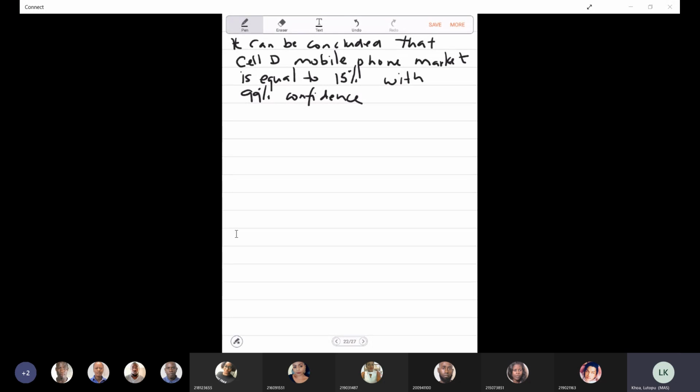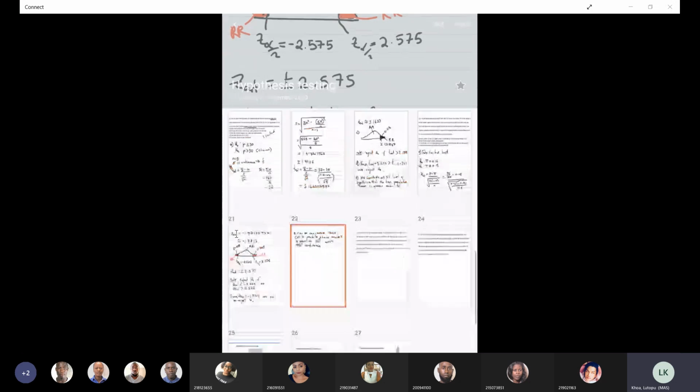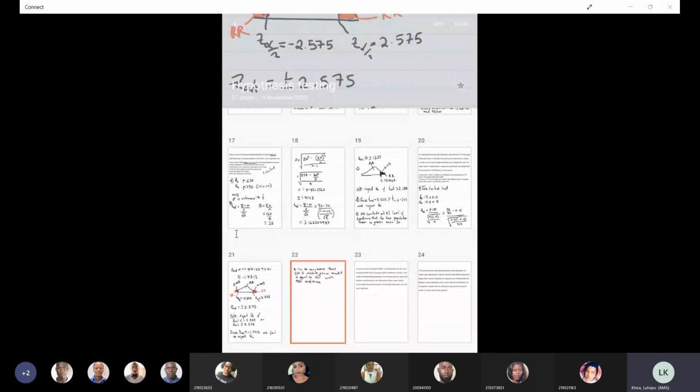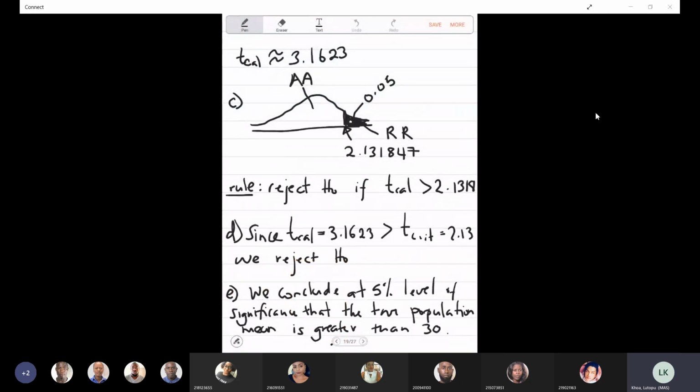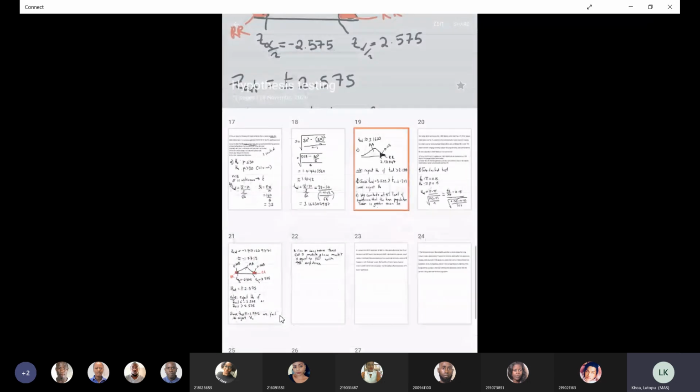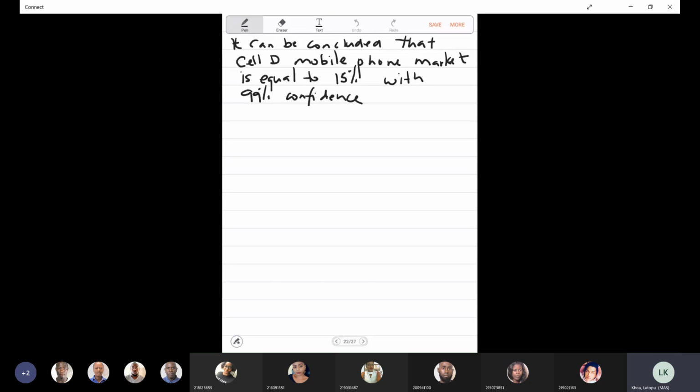So you can use, I think we did in some of the previous questions, I'm not sure. Okay, like this one here. We said we conclude with 5% level of significance. So you can word it however you want to. So either use 5% level of significance or say 95% confident. Okay, so that is the conclusion you would make. So again, you can word it a little bit differently. It is really up to you.